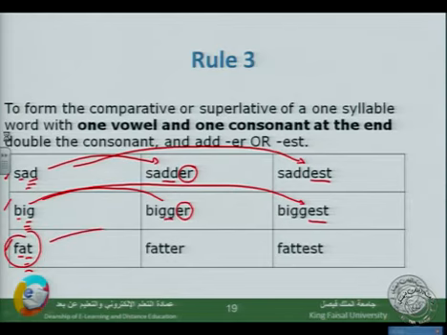Well, the same thing with fat. fat ضاعفنا الحرف الساكن وأضفنا ER. وفي حالة السوبرلاتيف ضاعفنا الحرف الساكن T وأضفنا EST.